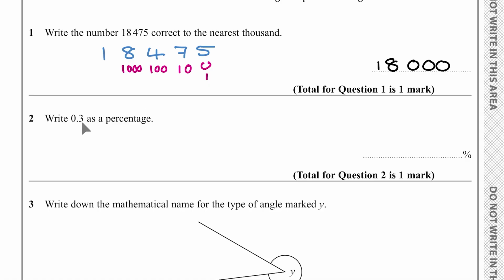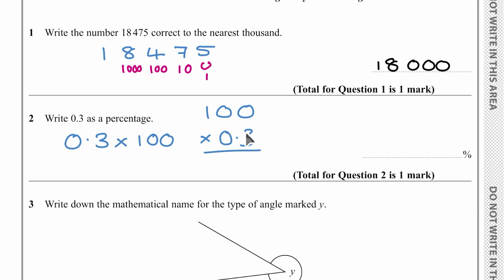Question 2, write 0.3 as a percentage, % out of 100. So again, it's only 1 mark, but if you were to show that mathematically, it would be 0.3 multiplied by 100. And the way you would lay that out is you would do 100 there, you do 0.3 here. Don't worry about lining up decimal places when you multiply. You fix that after. I'll show you a little trick. And then we're going to do 3 multiplied by 0, that's 0. 3 multiplied by another 0 is 0. And lastly, 3 multiplied by 1 is 3.